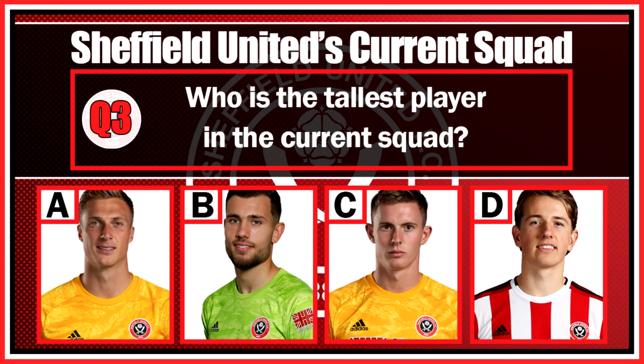In question 3, I asked you, who is the tallest player in the current squad? Was it A, Simon Moore? Was it B, Michael Verrips? Was it C, Dean Henderson? Or was it D, Sander Berge? And the answer was Verrips and Berge, both at 6'5". So if you went for either Michael Verrips or Sander Berge, I'll give you the point.